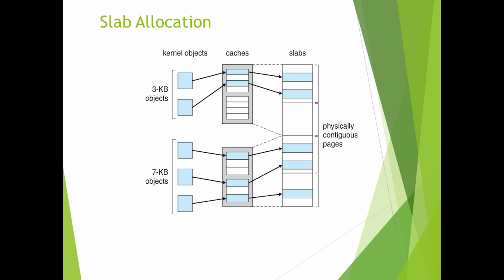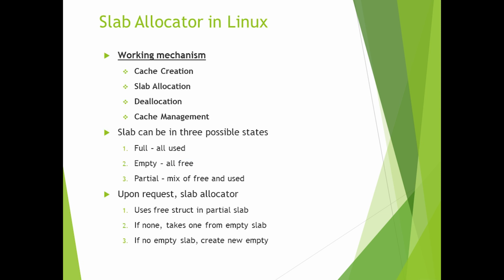As I told you, the slab is a contiguous memory region. A cache is a collection of slabs, each containing objects of the same type. Here, instead of destroying objects, they are marked as free. That is, instead of deallocating the object, it is marked as free. So the working mechanism is, first, cache creation. A cache is created for each type, and the cache contains slabs, and slabs contain multiple objects.